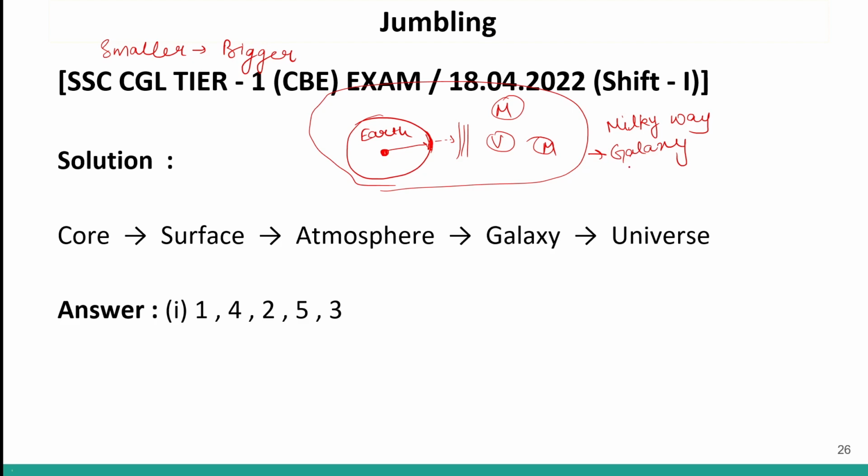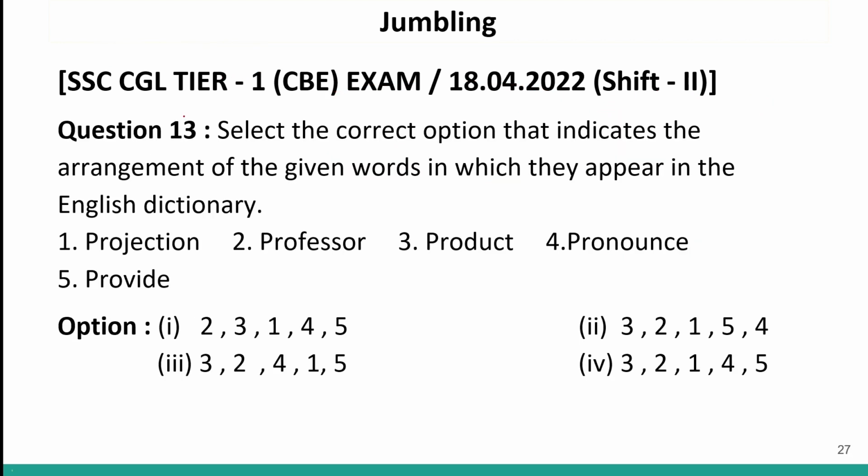correct? Now, similarly, like this, we'll have multiple galaxies. So our universe is made up of multiple galaxies. So this will be the correct logic. We are moving from the smaller element to the bigger element. Okay. Question number 13. We have to arrange it in English dictionary order.